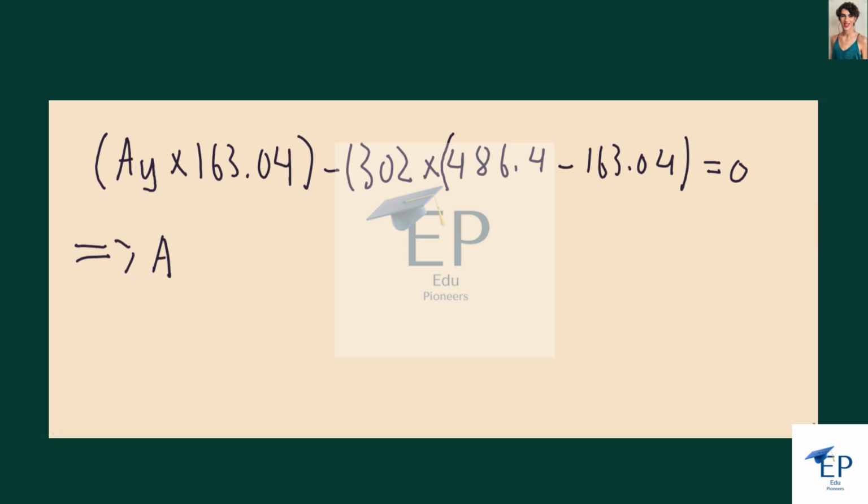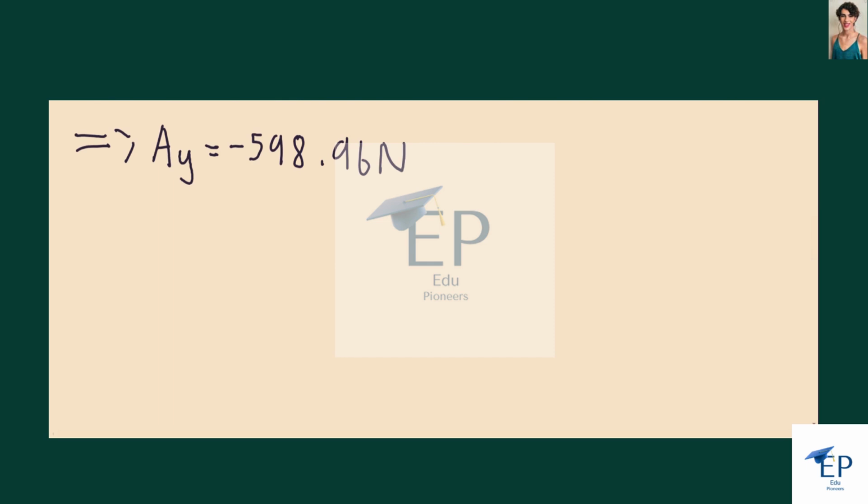And that will give us a value of negative 598.96 newtons. And we now solve for the x component of the reaction. So for the x component of the reaction, we can write out the following expression. So the sum of moments about B is equal to 0.